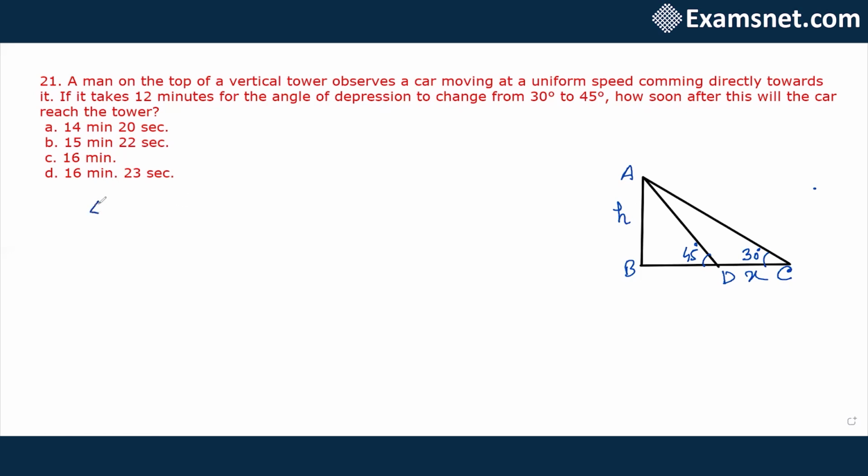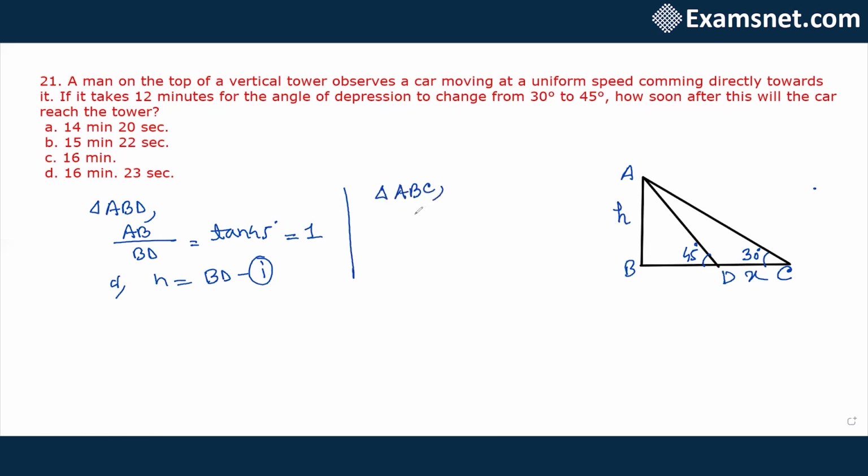So here first we can assume the triangle ABD. From ABD we can write AB by BD equals to tan 45 degree. That means H by BD equals to tan 45 degree, which will give us the value 1. So H equals to BD. We can name it as equation number 1. Next, after considering triangle ABC, we can say AB by BC equals to tan 30 degree, where tan 30 degree gives us the value 1 by root 3.